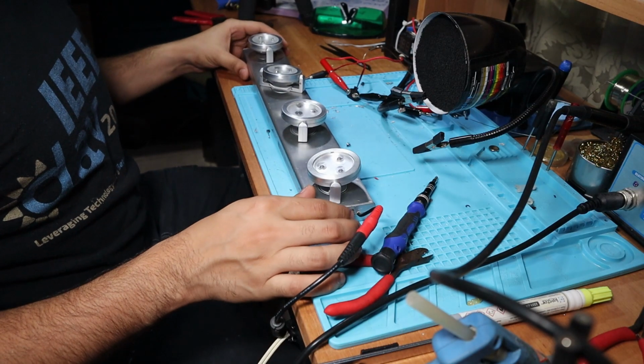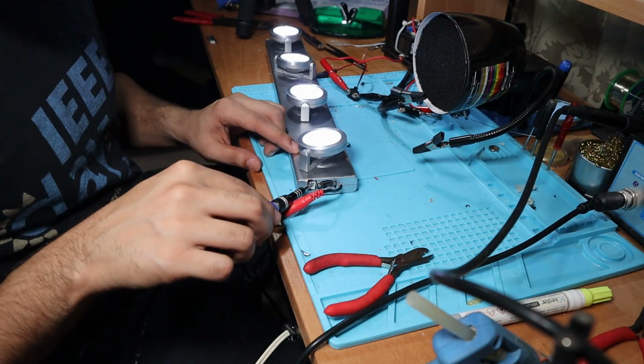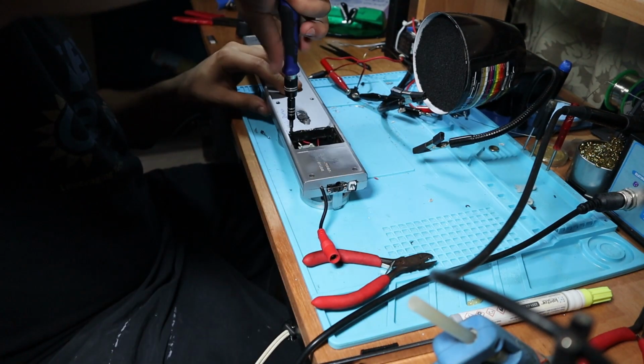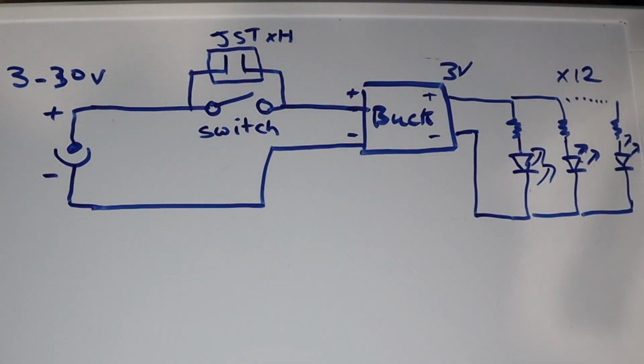Once everything is soldered in, a quick test of the switch and then shorting the JST connector, it works and the light is finished. And I can now screw everything back up. So this is the present circuit diagram.